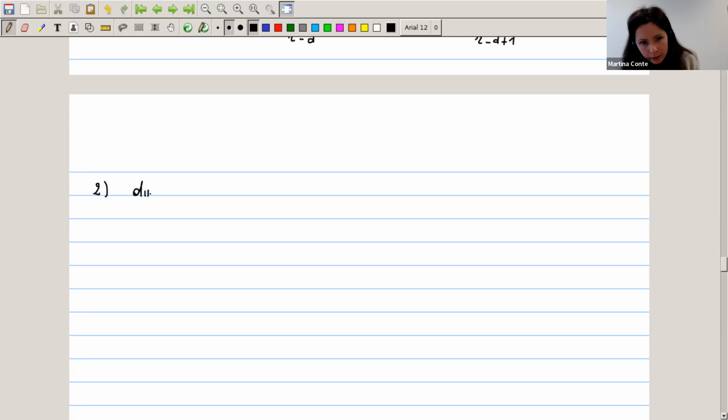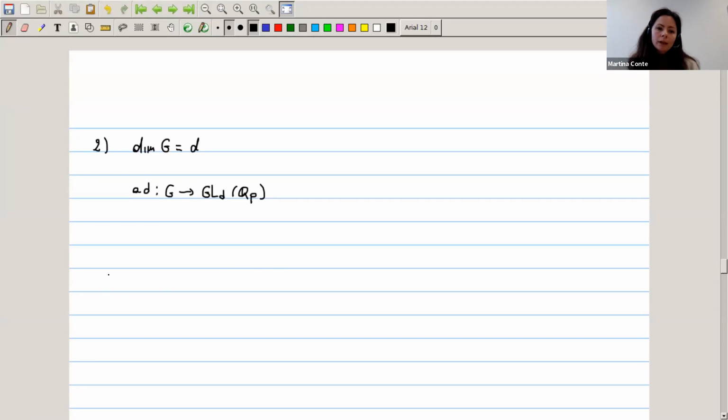Again, let's start with G, a pro-p group of finite rank R and dimension D. We consider the adjoint representation of G, so from G to GL_D(Qp), this is the representation induced by conjugation. And we look separately at the kernel and at the quotient by the kernel of this map. So first, let's look at the kernel.